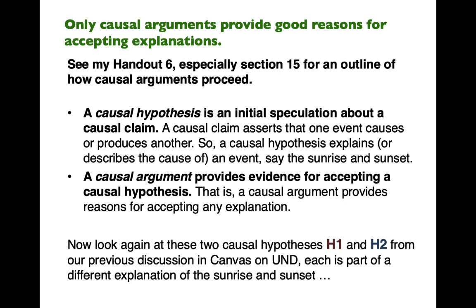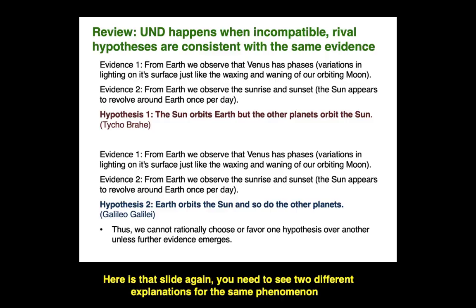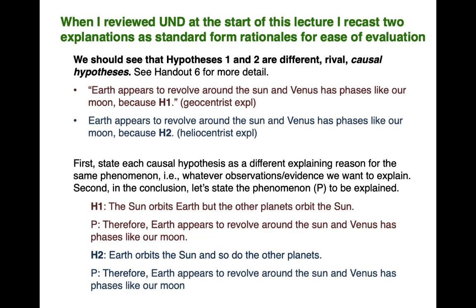Now, look again at these two causal hypotheses, H1 and H2, from our previous discussion in Canvas on underdetermination and an earlier slide in this lecture. Each hypothesis is part of a different explanation of the sunrise and sunset, the phases of Venus-Moon. Here is that original slide again. You need to see two different explanations for the same phenomenon. Go back and review it if you must. The point here is that H1 and H2 explain differently, incompatibly, the very same data.